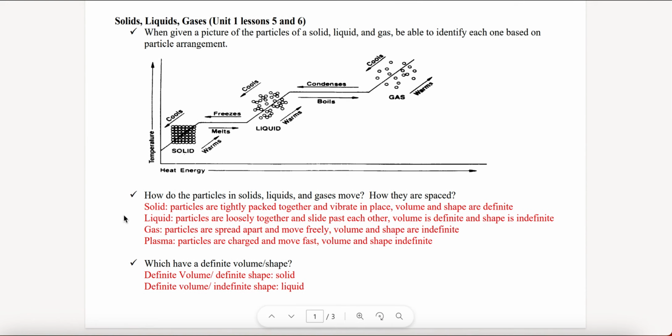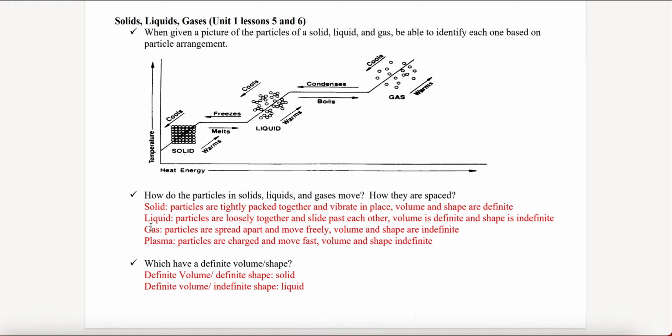So let's go into the questions. How do the particles in solids, liquids, and gases move? So how do they spread? Solid particles are tightly packed together. They vibrate in place. So this is a solid. It's tightly packed together, and they also vibrate in place. And volume and shape are definite.